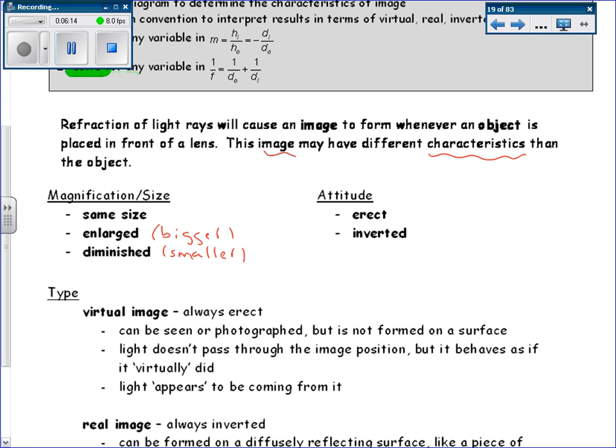Erect, which means upright, and inverted, which means upside down. And in both cases, the image was upside down. I can actually, okay, the magazine rack is upside down. And you can see the lights on the ceiling in it, if you look at it. And then there's the type of image.